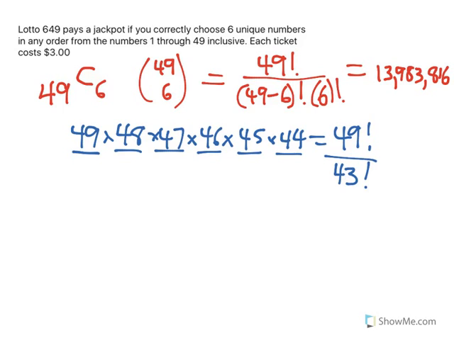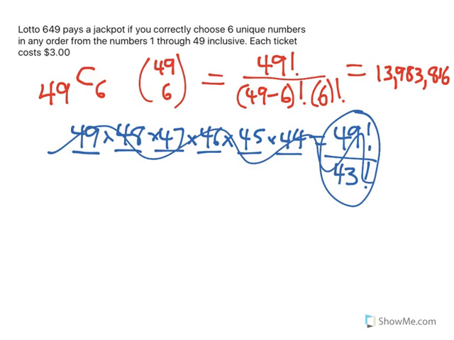just in different orders. So let's say the numbers are 1, 2, 3, 4, 5, 6. This particular method of doing it is counting 1, 2, 3, 4, 5, 6. It's also counting 6, 5, 4, 3, 2, 1. It's the exact same 6 numbers, but in a different order, but the lottery does not care about that, so don't get tripped up doing that.